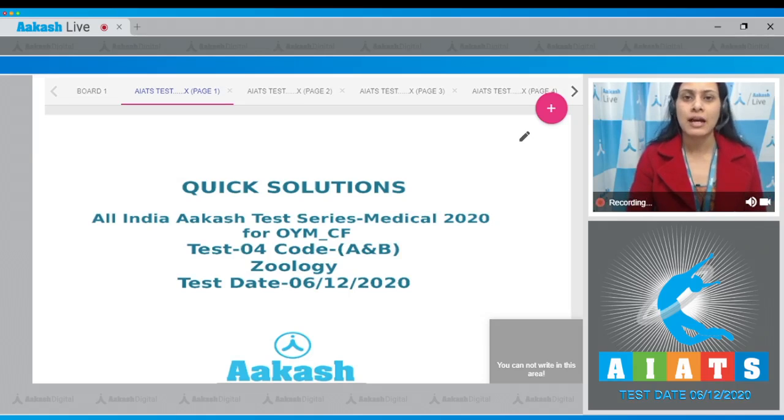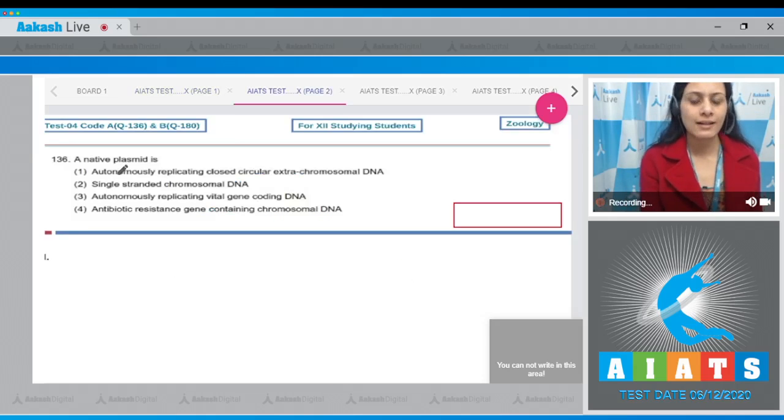Today I am going to take up the zoology part of the paper, test paper number 4, code A and B in zoology. So let's get started with the very first question. Question number 136, a native plasmid is, and the options given are, the very first option says, autonomously replicating closed circular extrachromosomal DNA. And this is the correct answer to our question because a native plasmid is an autonomously replicating closed circular extrachromosomal DNA that lacks any vital gene.